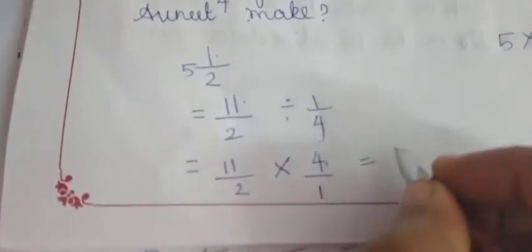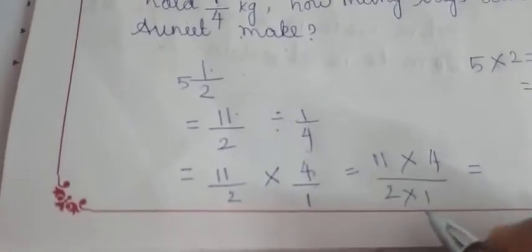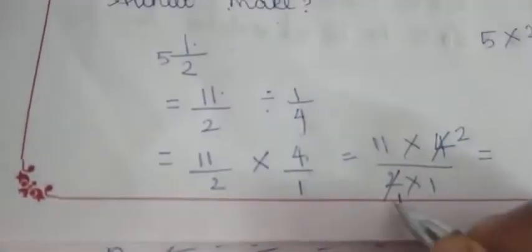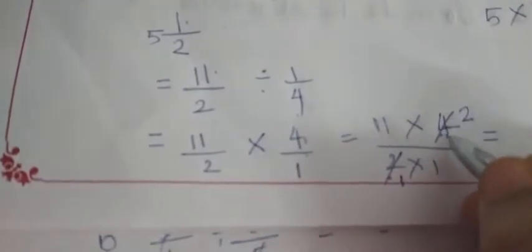Now write 11 into 4 by 2 into 1. Now we have to multiply. 11 is multiplied with 4. Now here we can use the short form, right? 1 2s are 2, 2 2s are 4. We use the common factor to cancel with the same table. So the second table we are using.